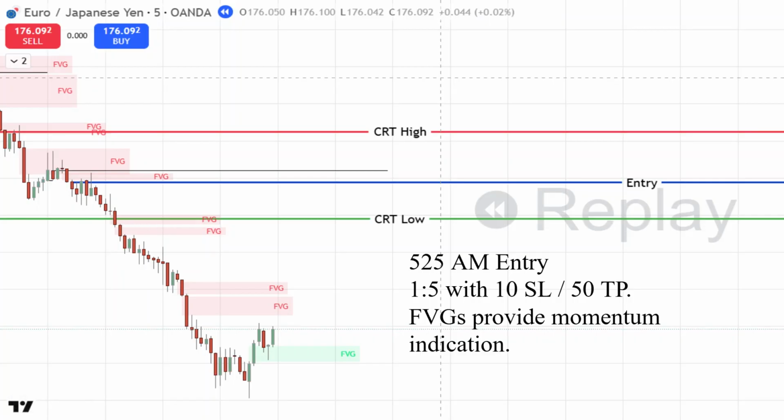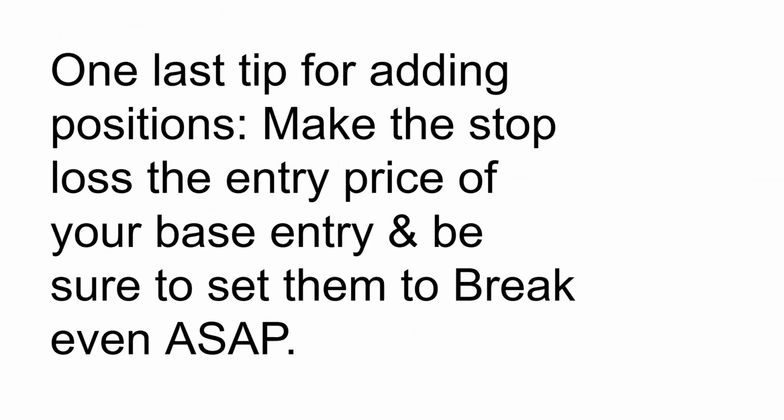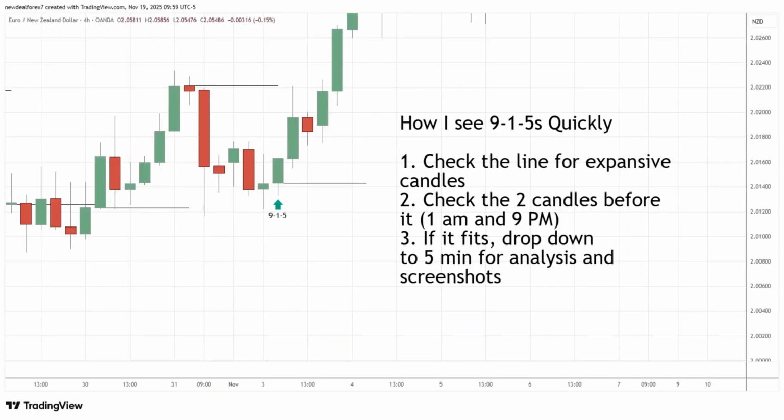But if you're going to scale into positions, because I scale into them all the time, don't trade this without a stop loss, okay? It's imperative that you have a stop loss so that way you can control your risk. So let's see here. So here's backtesting made very, very easy. So let's show you now how you can spot this pattern at a moment's notice.